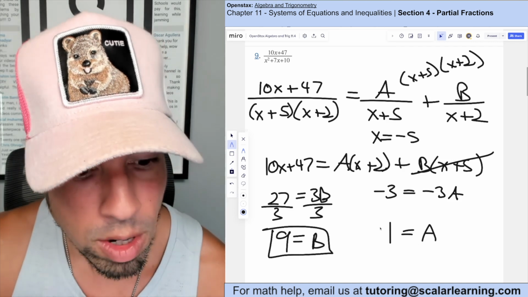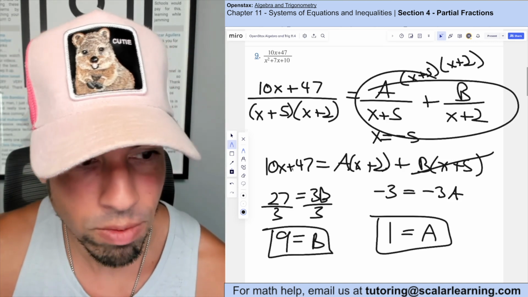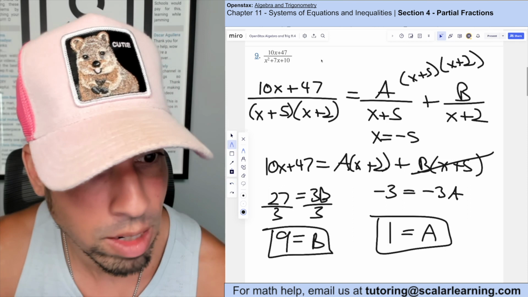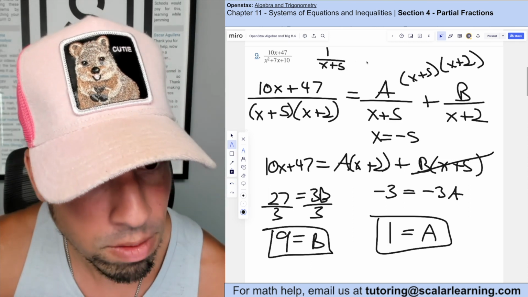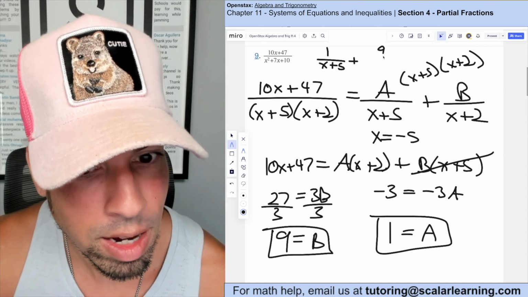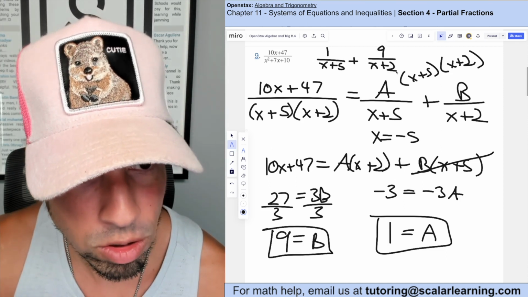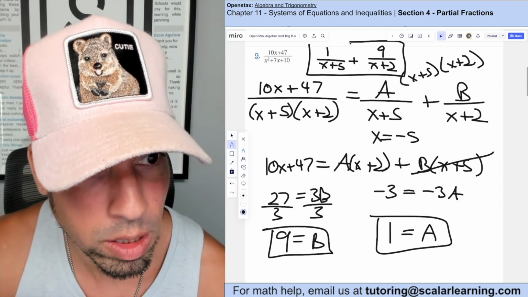Okay, now we rewrite these fractions with those values for a and b. So we have 1 over x plus 5 plus 9 over x plus 2. And that is how you do it.